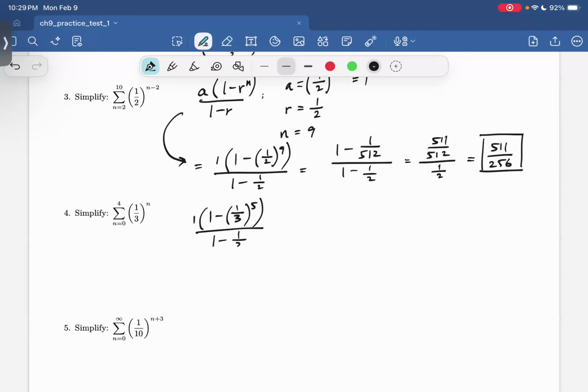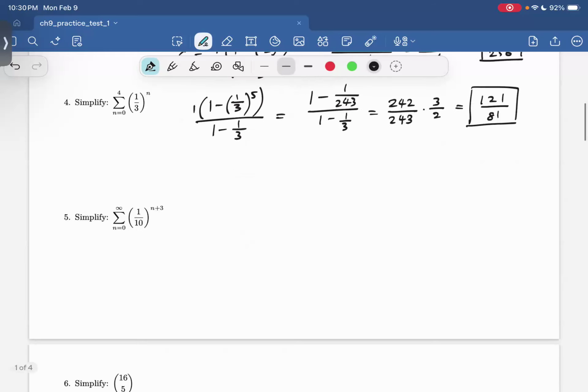The denominator is 1 minus 1/3. So this is going to come out to 1 minus 1 over 3 to the 5th, which is 243, over 1 minus 1/3. So that is going to be 242 over 243 divided by 2/3, which is also multiplied by 3/2. So that'll be 121 over 81.